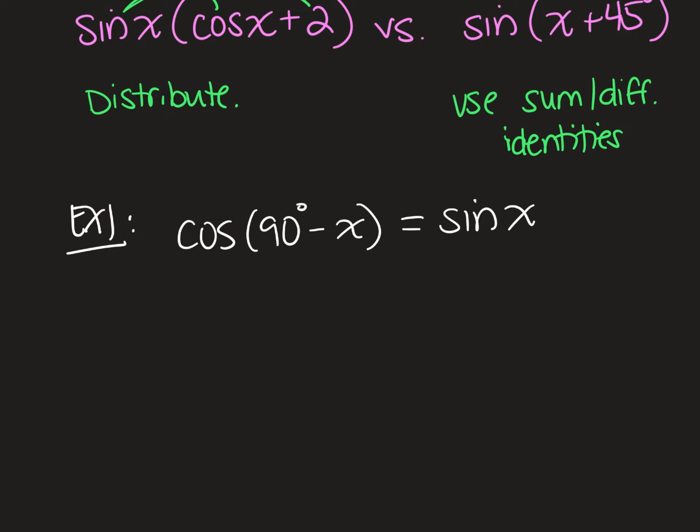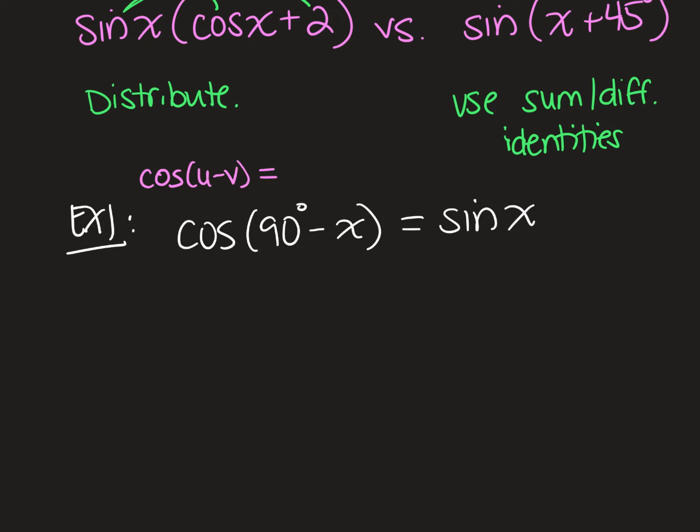So cosine of 90 minus x. What I'm going to do first is go to my reference sheet and figure out which one of the formulas I should use. So I'm looking for the one that uses cosine, and it subtracts two angles. So I'm going to write this down on here as well. But what it says is this. It says the cosine of, and I'll put this back up on the screen in just a second. I'm just rewriting what's on here.